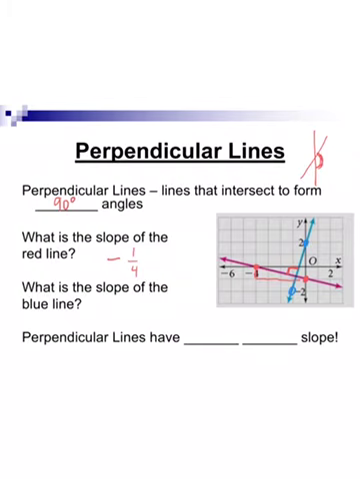It's going uphill, so it's positive. It's going up 1, 2, 3, 4 over 1. So this slope is positive. Whoops, and I wrote that backwards. It's going up 4 over 1.